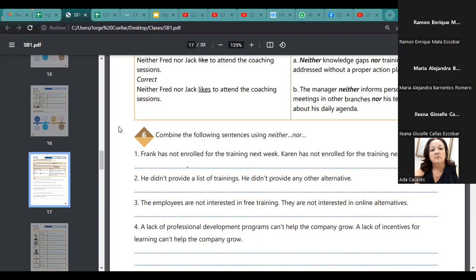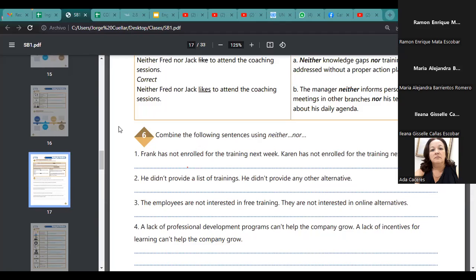Number two, who's gonna be? Anybody? Go ahead. I don't know if it's correct. He neither provide a list of training nor any other alternative. Very good. Perfect. That is it. Nice. So you can see that the format is different, but if you are familiar with this kind of situations, it's going to be very easy for you. So number three, how is going to be?